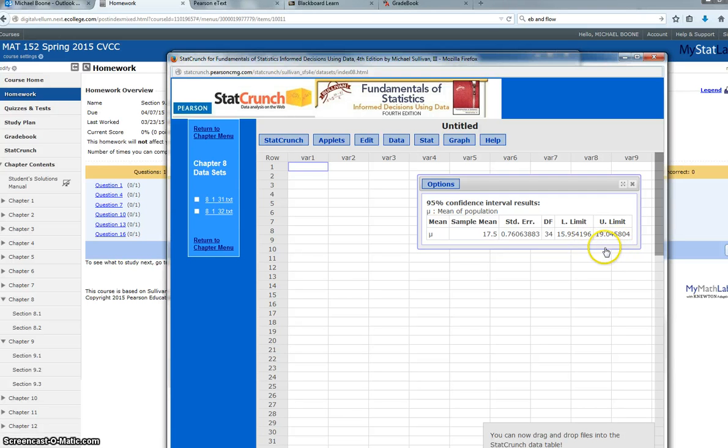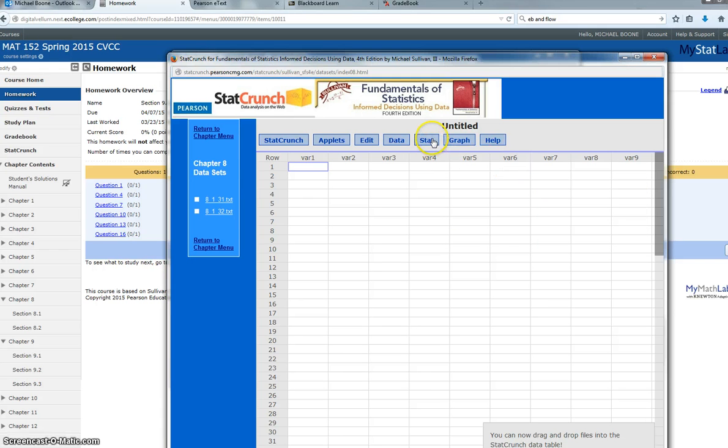So I'm saying that I am 95% confident that my population mean is somewhere between 15.9 and 19.0. I'm trying to make a good guess about my population mean. I was given a sample mean, but I'm trying to make a guess about my population mean. I'm 95% confident it's in between 15.9 and 19.0.